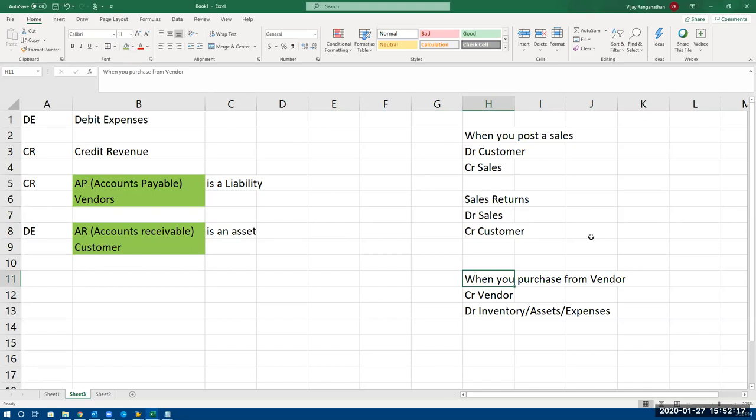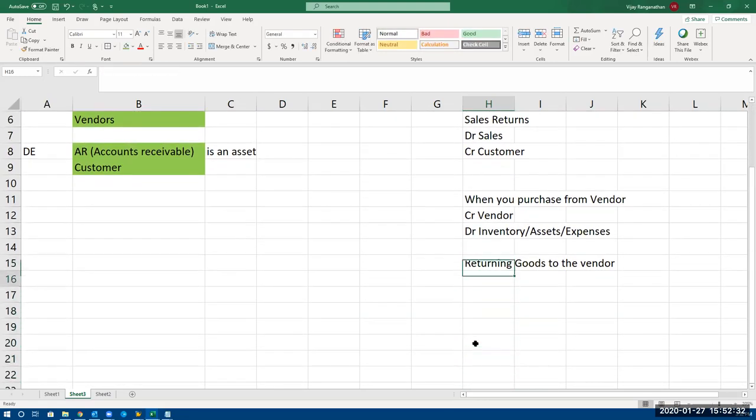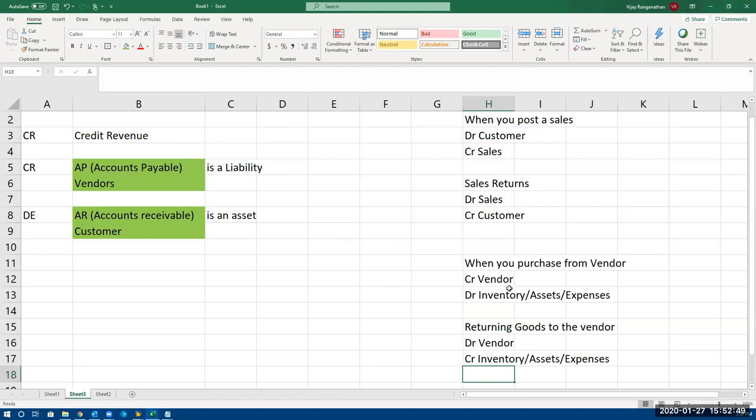Now you're returning goods to the vendor. What's the accounting entry for this? Debit the vendor and credit the inventory. Inventory, assets, because now you're sending it back. Make sense? So far clear?